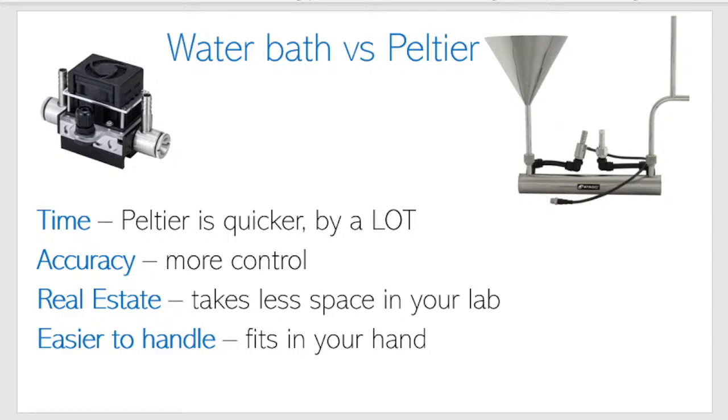With the Peltier system, you don't have to change the whole Peltier, you just have to change the little tube. So it's easier. And also, like I mentioned before, the accessory to your right uses a water bath, so it takes up space. There's tubes going from the water bath to the polarimeter to get to this device. With the Peltier, you don't have that, so it takes up a lot less space in your lab, and also it's easier to handle. The Peltier is small, light, easy to use, fits in your hand basically.